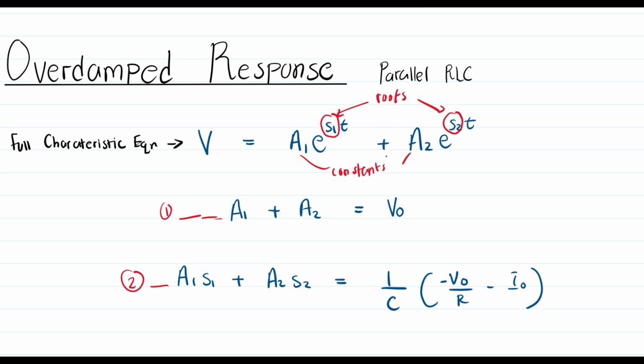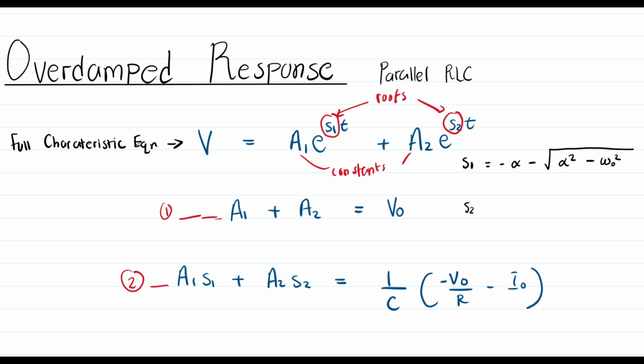So how do we find the roots of an overdamped response parallel RLC circuit? The roots have their own equations for finding them. Let's start with the first root, which is S1. S1 is equal to negative the Neper frequency minus the square root of the Neper frequency squared minus the resonant radian frequency squared. This is the equation to find the first root of the full characteristic equation.